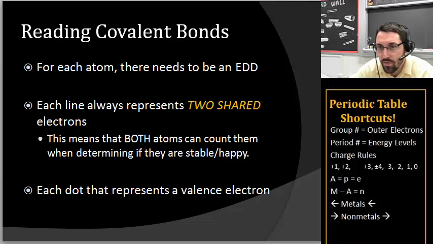When we're reading covalent bonds, you have to realize that for every atom that's in a covalent bond, there should be an electron dot diagram for it. If there's not an atom, that atom is not in the formula. Each line is going to represent 2 shared electrons. This means that both atoms can count those electrons when determining if they're stable or happy. Each dot that's in there represents a valence electron around that atom.